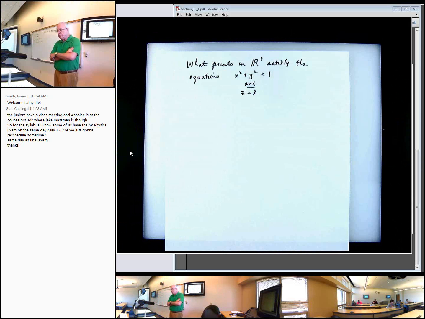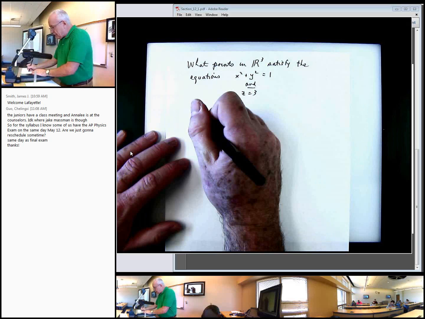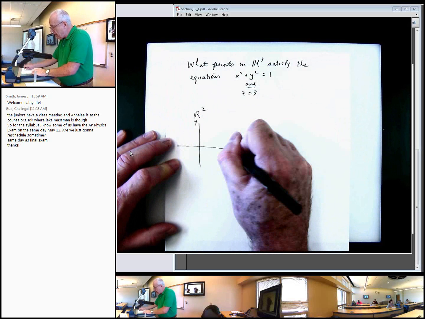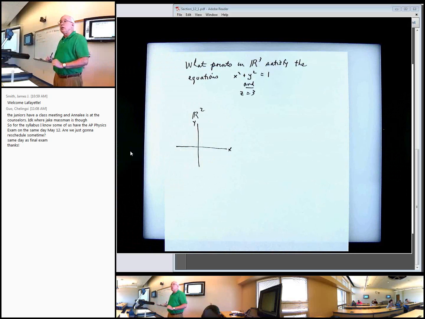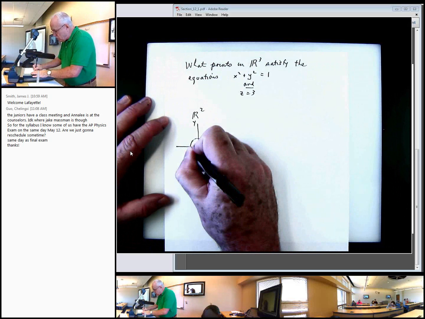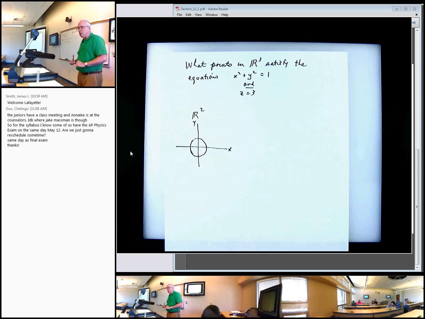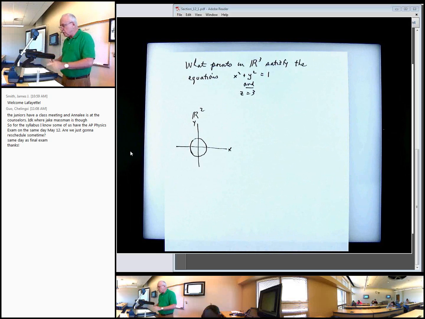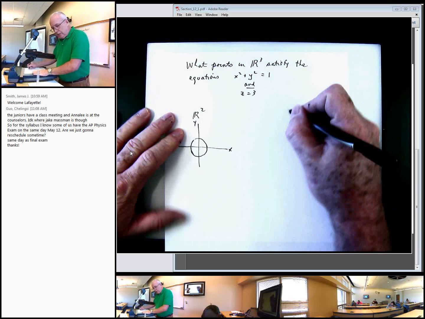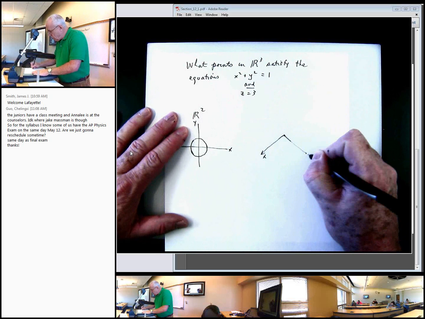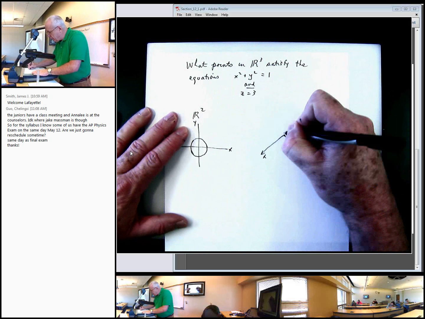All right. Now, certainly we know that in R2, x squared plus y squared equaling 1 is a circle. It's a circle whose center is at the origin and has radius equal to 1. In R2, though, we don't have any z, but I just wanted to point out that we have a circle there. So let's look at R3 here. Let's go out for our x, our y, and up for our z.